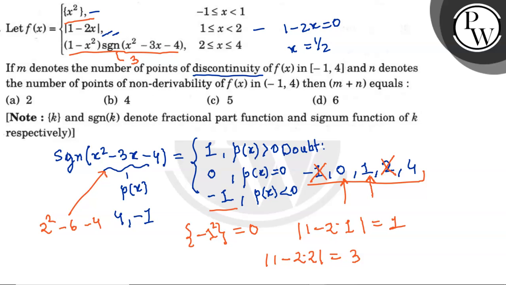At x equals 4, the function is 0, so it is also continuous. So the only 2 points which show discontinuity are 0 and 1. So the correct option is 2. Thank you.